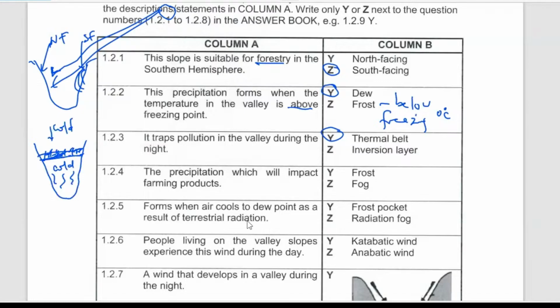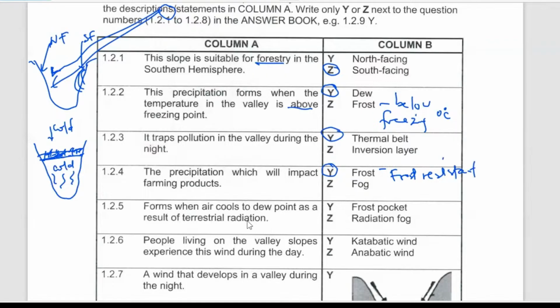The next question is saying precipitation which will impact farming products. What kind of precipitation is likely to impact farming products? Right, our correct response there is frost. When we have frost, ultimately it means the nature of crops that we must grow in that area, we need only to grow what we call the frost resistant crops. Those crops that do well in extremely cold conditions.